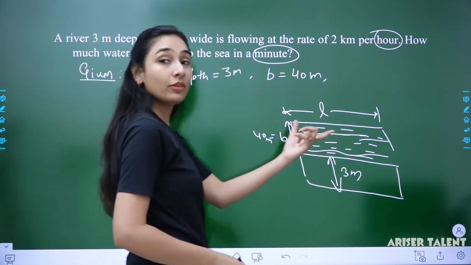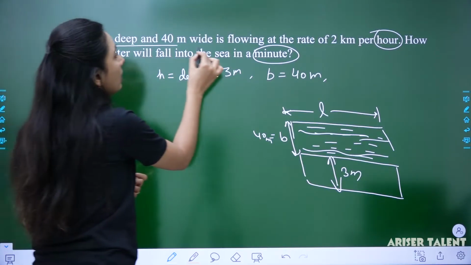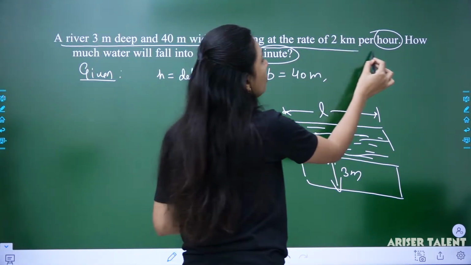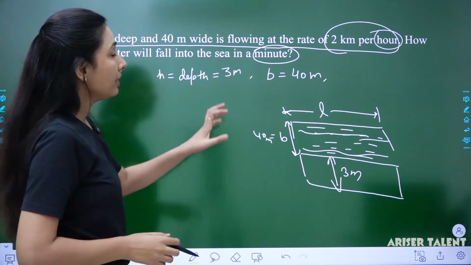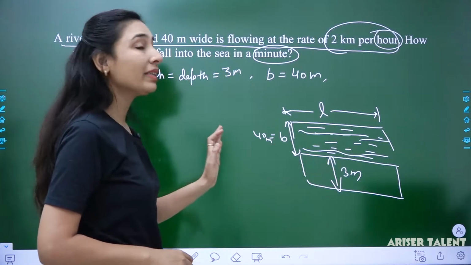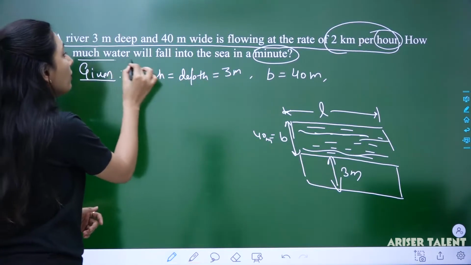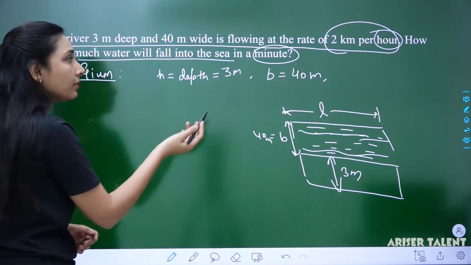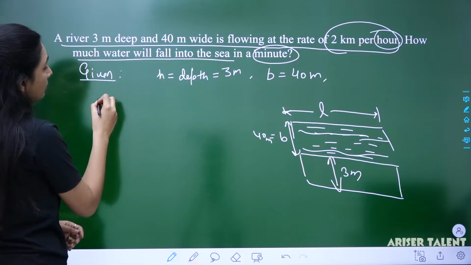Now we have to talk about this L. For this L, it is given that it is flowing at the rate of 2 km per hour. That means this has to do something with the length. 2 km per hour, and it's talking in a minute. So how much water will fall into the sea in a minute?